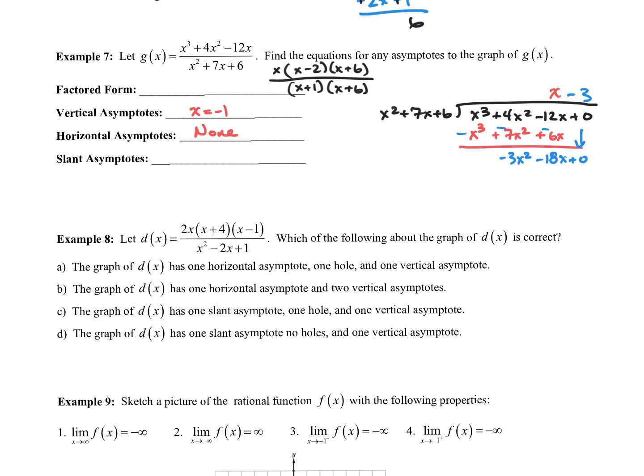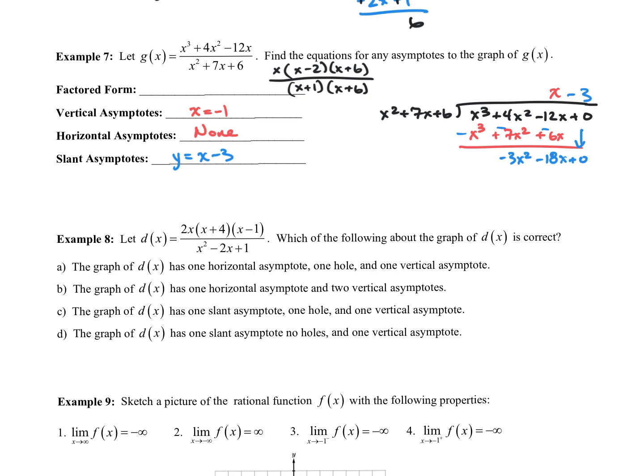Because it's going to be a linear. So what do we know my slant asymptote is? Y equals x minus 3. All right. Pretty good? Could you keep going if you wanted to? Yep. Sure could, but we don't need to. All right, let's keep going on example 8 now.